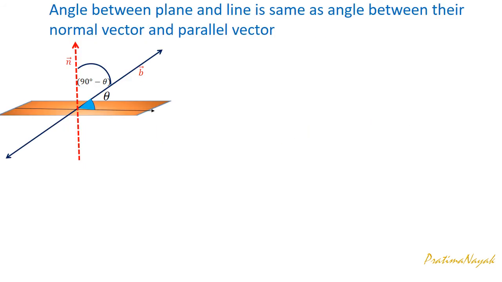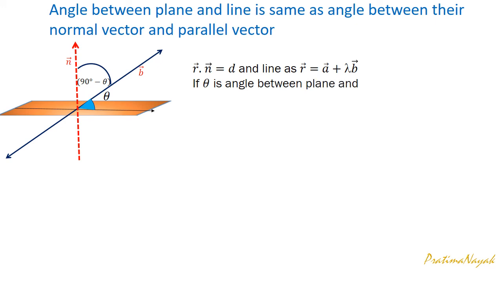So next concept is angle between a line and a plane. If theta is the angle between a plane and a line, then the angle between the normal of the plane and the b vector of the line is 90 degree minus theta. So r vector dot n vector is equal to d is the plane and the line is r vector is equal to a vector plus lambda into b vector.